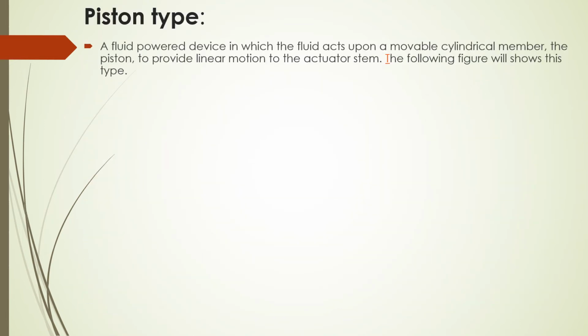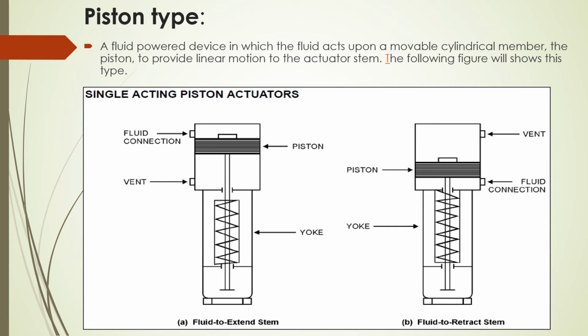Piston type. A fluid powered device in which the fluid acts upon a movable cylindrical member, the piston, to provide a linear motion to the actuator stem. The following figure will show this type.